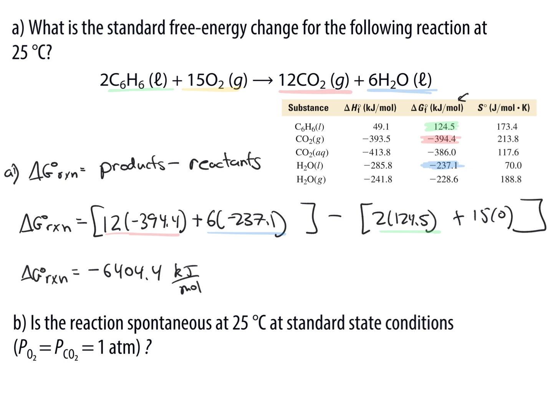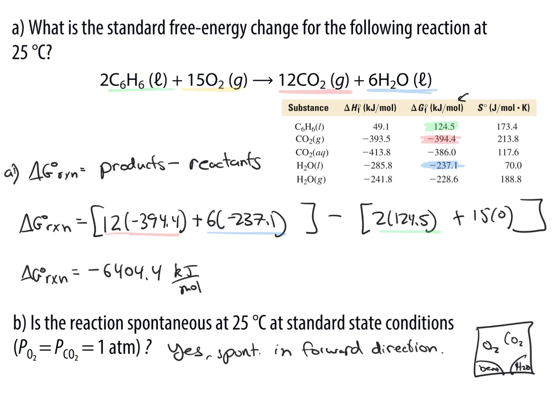Using that, is the reaction spontaneous at 25 Celsius at standard state conditions? That means the partial pressures of each gas are 1 atmosphere of concentration. So in this case, using our key knowledge from the last slide, yes, since delta G is negative, this is spontaneous in the forward direction.